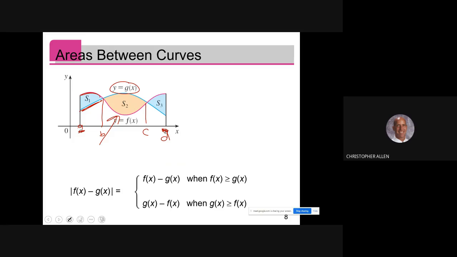You're going to have to do 3 integrals. In other words, we're going to have to integrate. This is one way of doing it. You're going to integrate from 1 to b of f minus g dx. That's one way. That's going to give us S1.